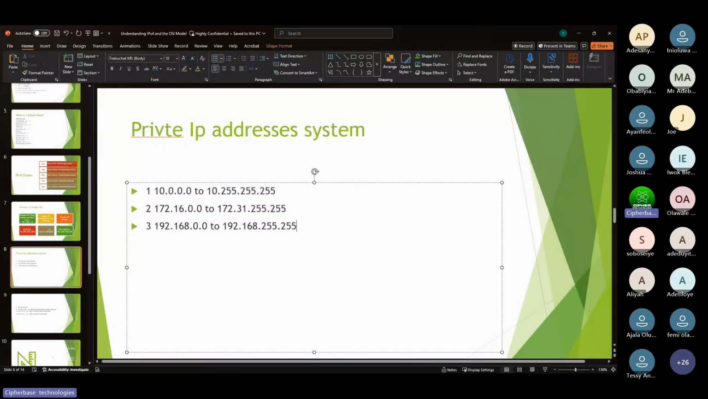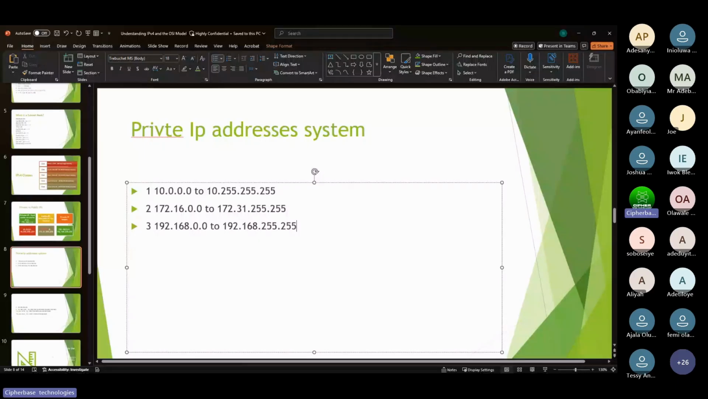That is, it's only for your street. It's only for your school. Once you enter your school, there's no road again. Once you enter your estate, no road. That's where the road stops. Those kind of things are called private IP.